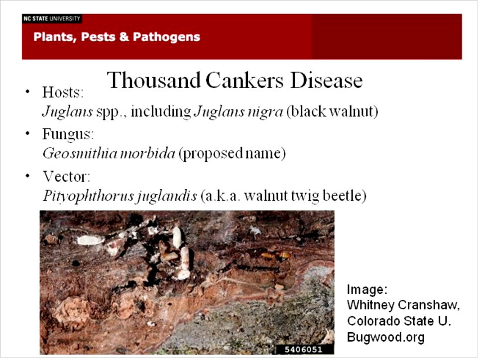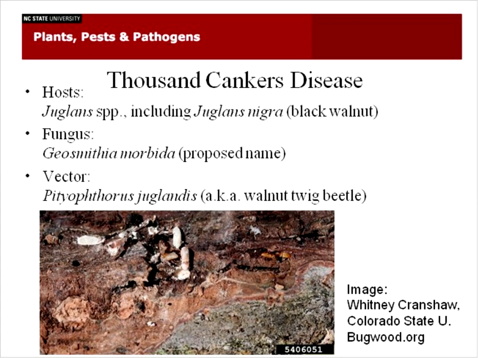The pathosystem, as we call it, consists of 3 parts here. There is the host, which are trees in the genus Juglans, including Juglans nigra, or black walnut, but also several other walnut species native to the western states. The fungus causing the disease is a species in the genus Geosmithia, and they're proposing the name Geosmithia morbida. There's a certain protocol that has to be followed before a scientific name is officially recognized, though, and that is still pending.